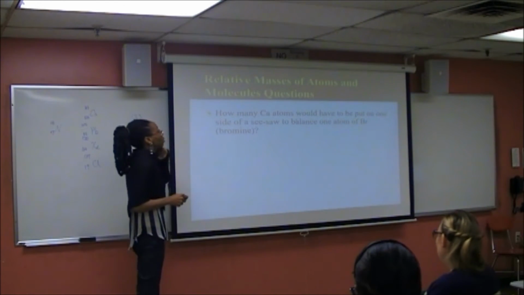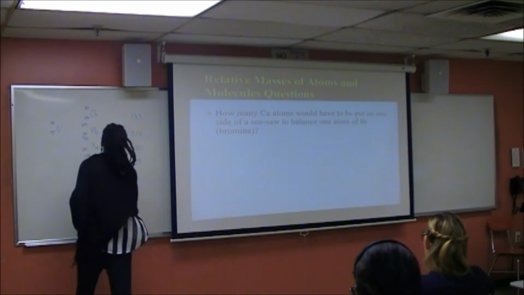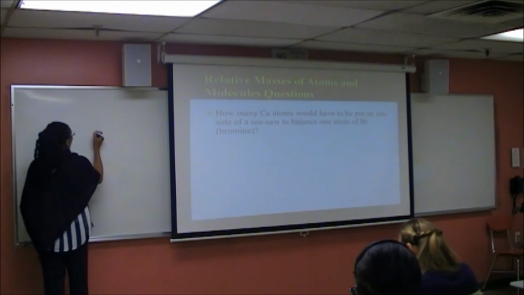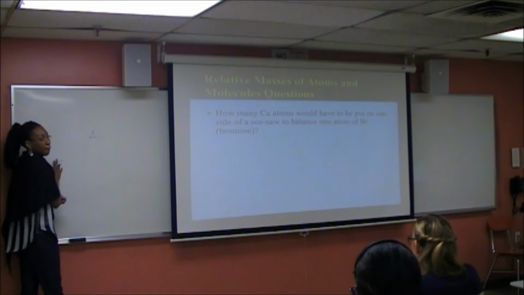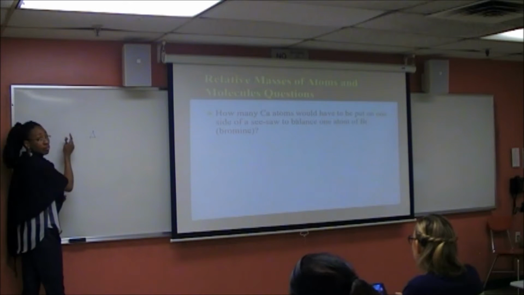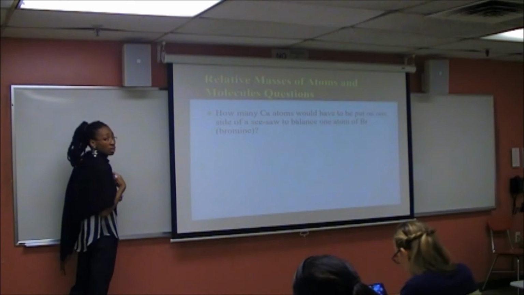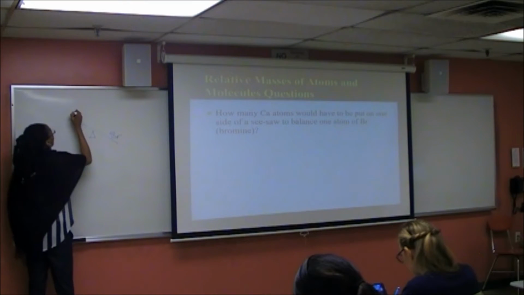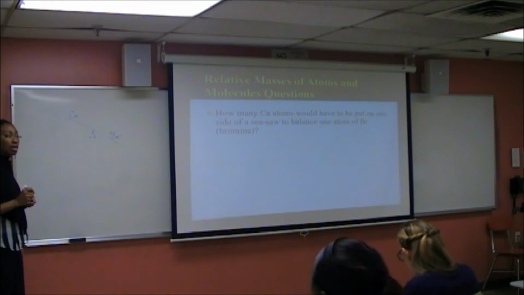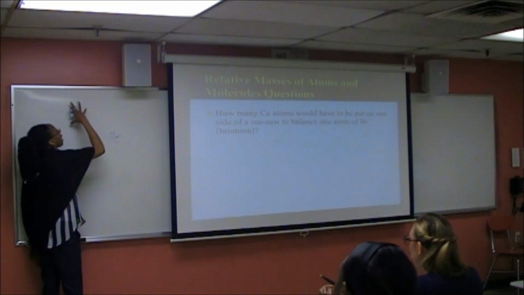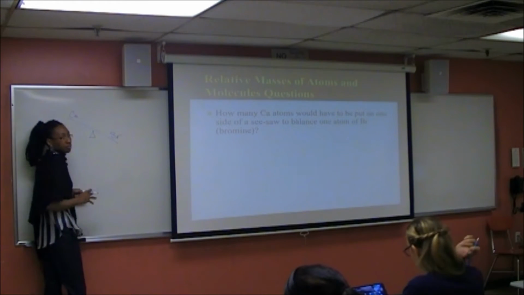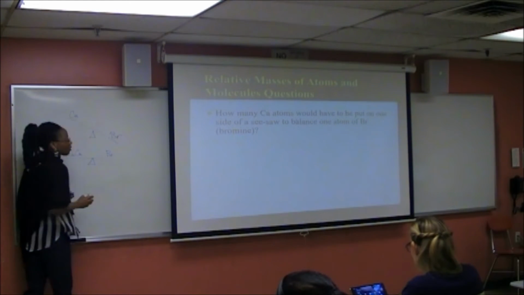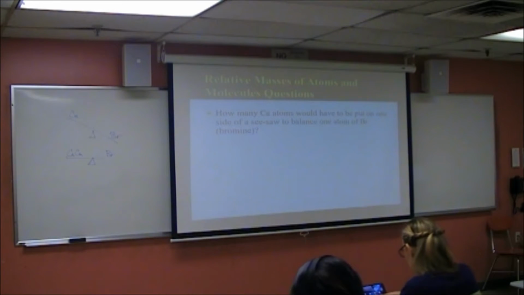Now, on the seesaw, what is the difference between the mass of calcium and bromine? So you have your seesaw. What is it going to look like? Calcium is going to go flying. So you have this type of situation: bromine, calcium. If you look at the mass of bromine and the mass of calcium, how many calcium will balance out bromine? 2 to 1. So you need 2 calciums for every 1 bromine. Do we see that?